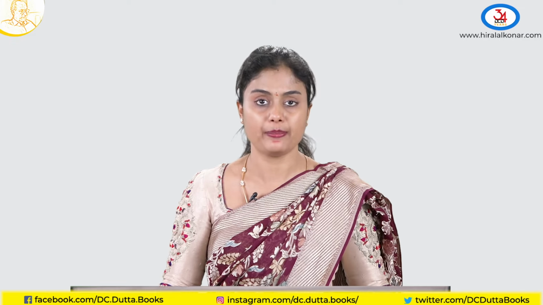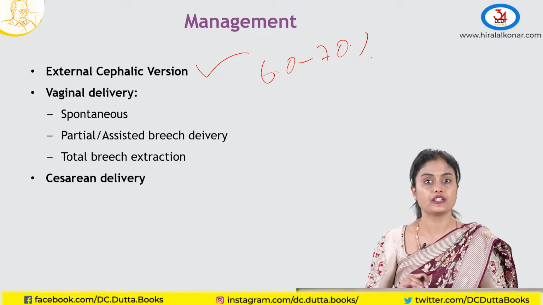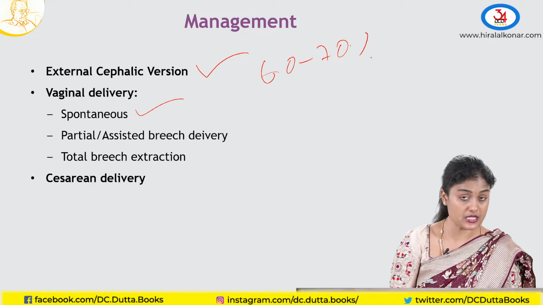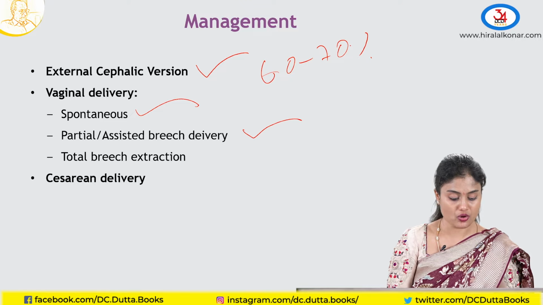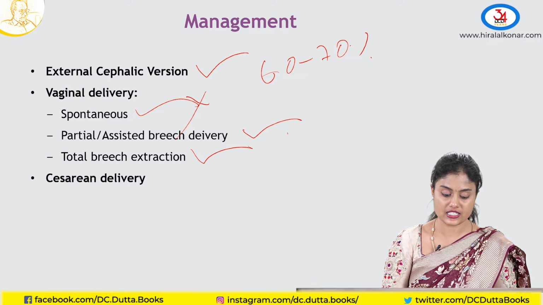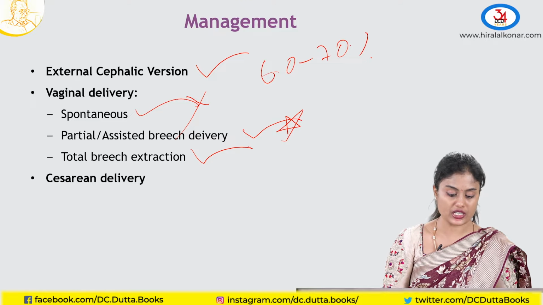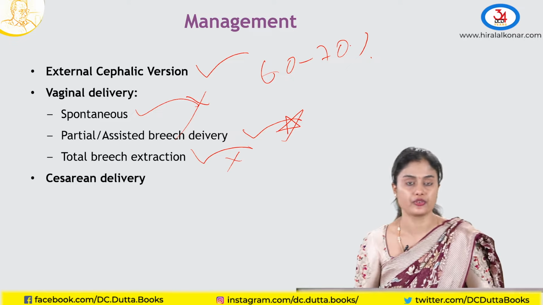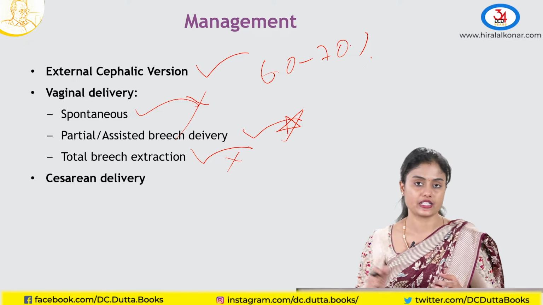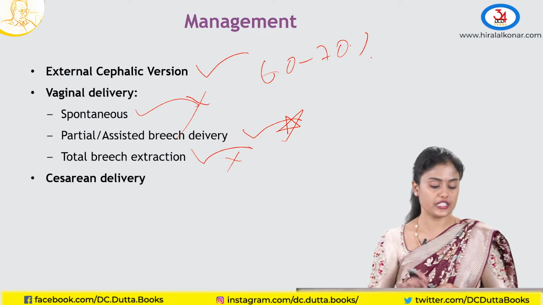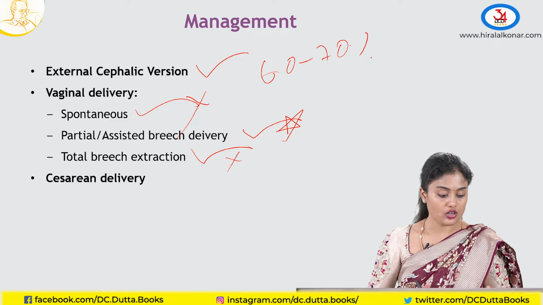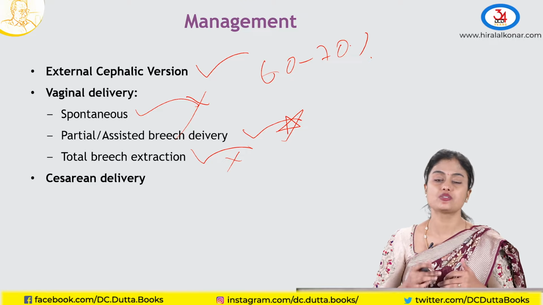Vaginal delivery can happen in breech. Not every breech delivery goes for a cesarean section. Vaginal delivery can be spontaneous, assisted breech or total breech extraction. Spontaneous we would not prefer, assisted breech we prefer, and total breech extraction also we would not prefer. This happens only in cases of a second twin which is breech and you want to extract it, and it is really not done. Or spontaneous breech unless nobody is there to monitor, or partial or assisted breech is what we generally do.